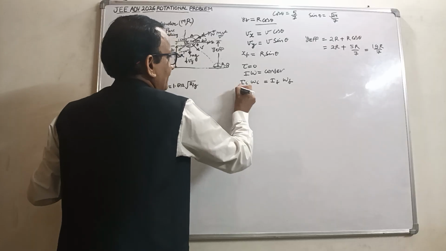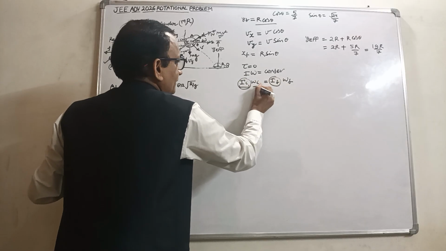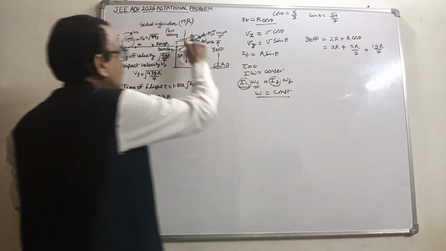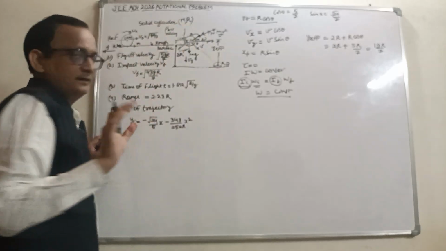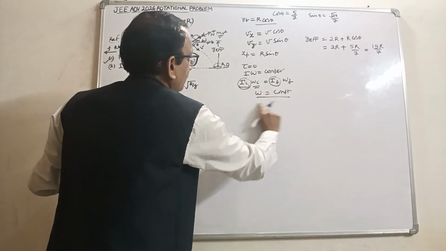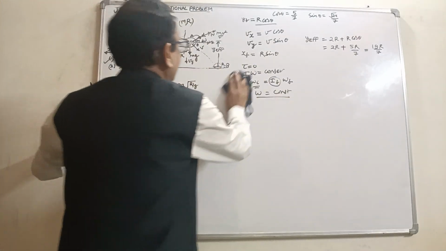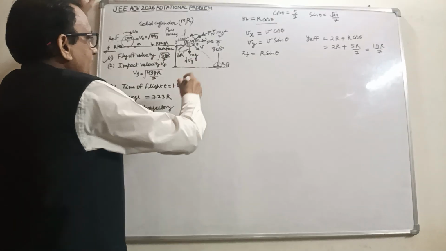The moment of inertia is fixed here, so this would also be constant. Omega is also constant. The moment of inertia for this cylinder is constant from here to here, so the angular velocity would be constant here. So we apply the work-energy theorem and conservation of energy.